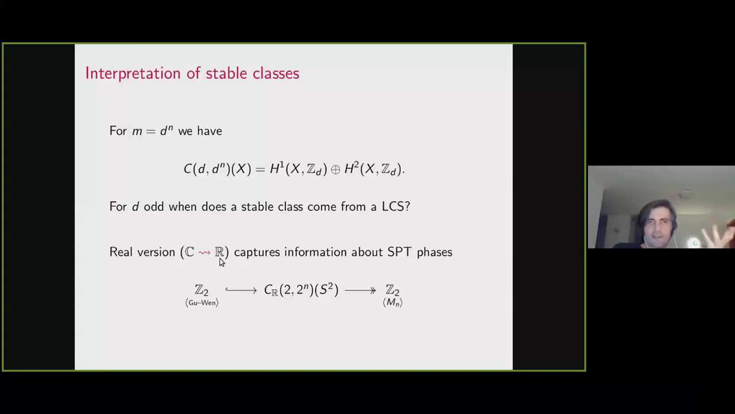If you look at the real case, meaning that if you replace everything in this construction, replacing complex numbers with real numbers, you can construct a cohomology theory, which is the real version of CDM. In this case, applying this construction to the true sphere, there are two parts.